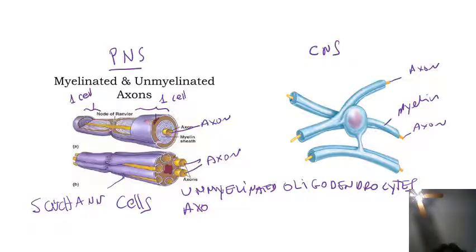The reason why all axons in the PNS need to have a relationship with Schwann cells is because Schwann cells are also involved in repair of axons and protection of the axons. So this is an unmyelinated axon. The axon above is myelinated.